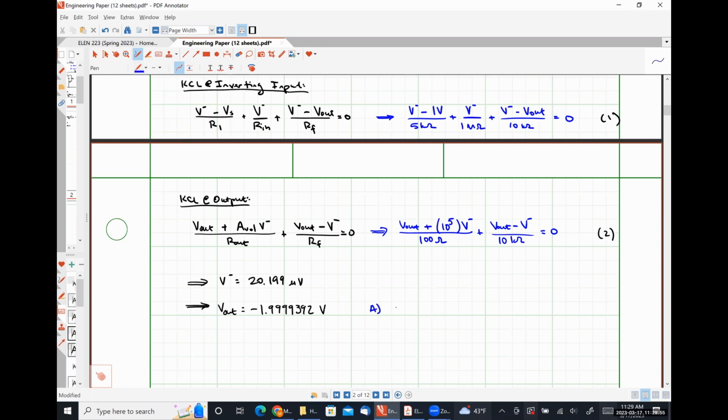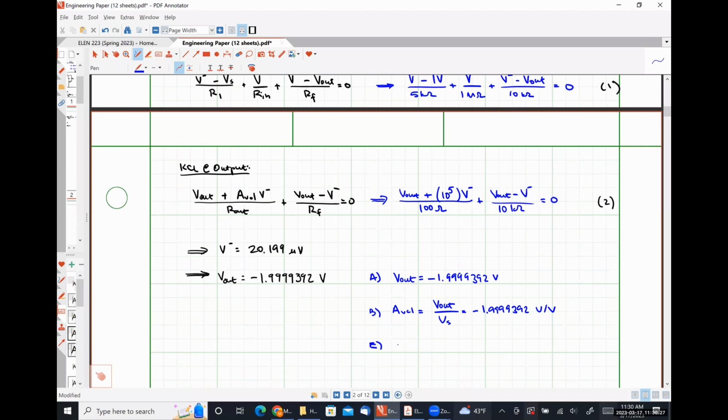Okay. All right, so just for the sake of argument here, A was finding V out. We found that negative 1.9999392 volts. B was finding our closed loop voltage gain, which is going to be the ratio of V out to Vs. So that is negative 1.9999392 volts per volt.